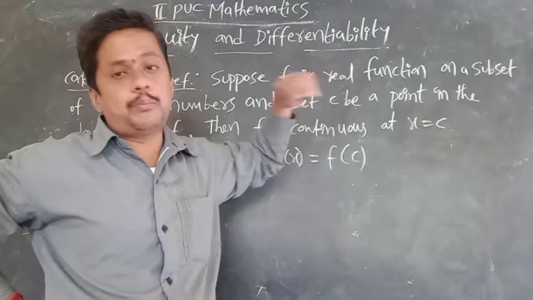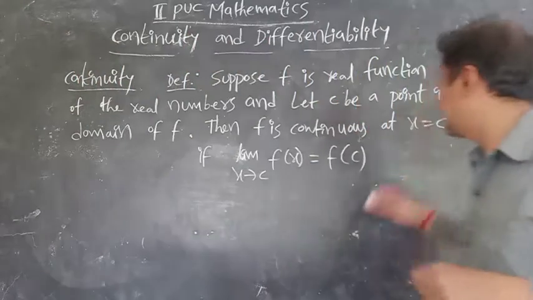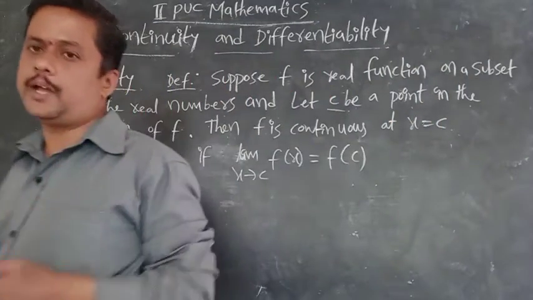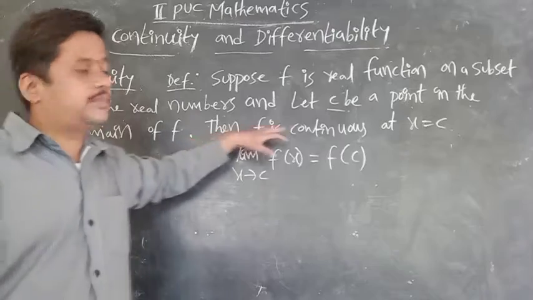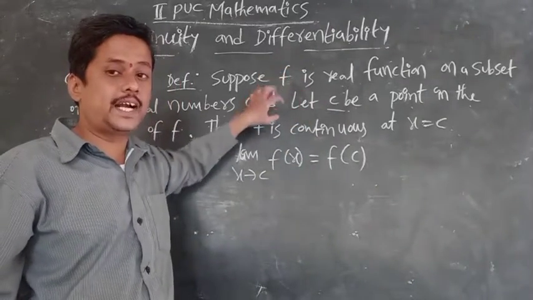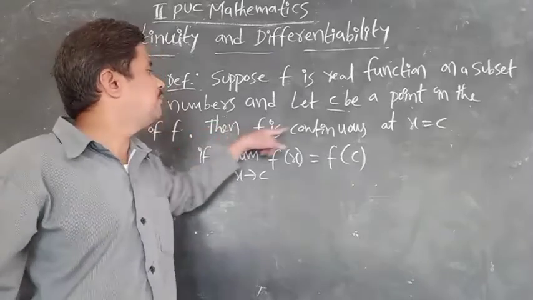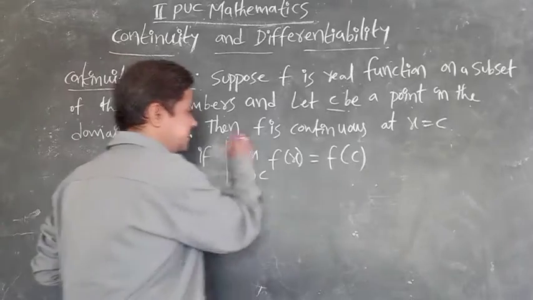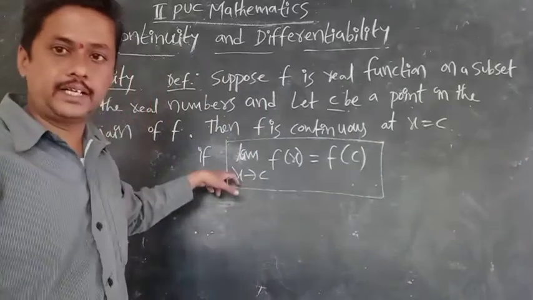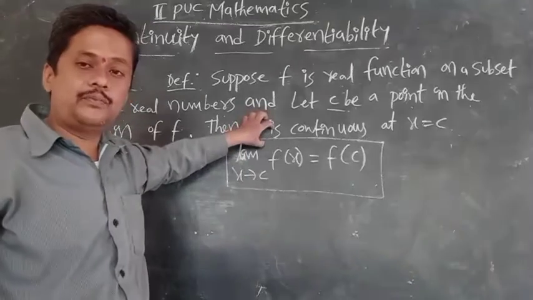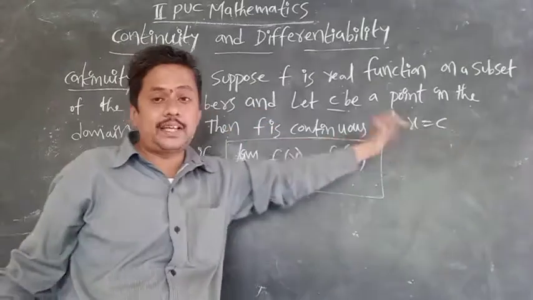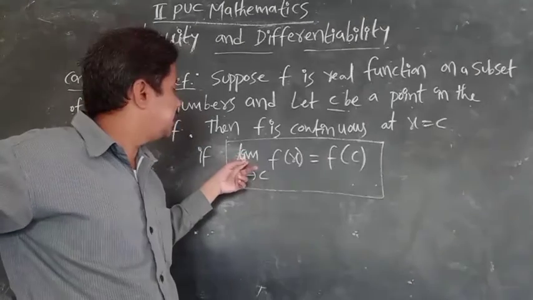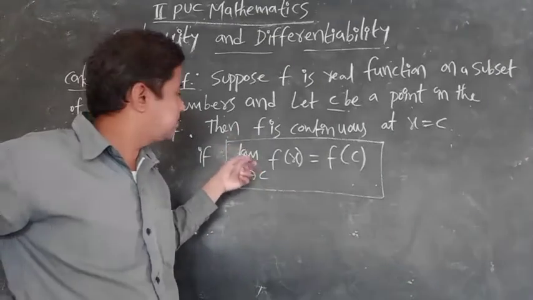And let c be a point. Let us consider one point called c, a point in the domain of f. Then, when can we tell that the given function is continuous at that point? f is continuous at x equals c when the function satisfies this condition. This is very, very important, so you have to learn this one.